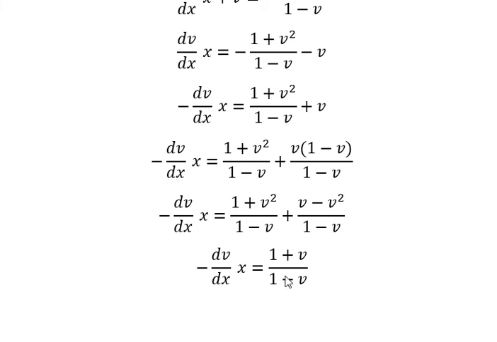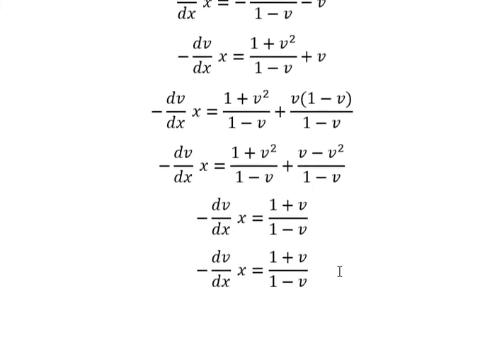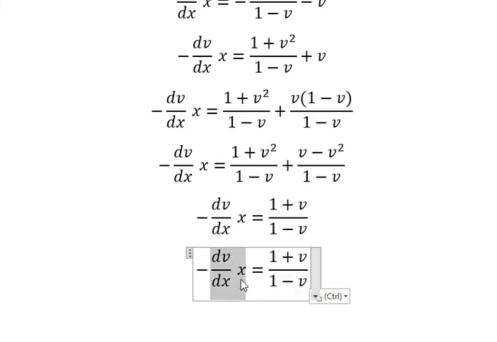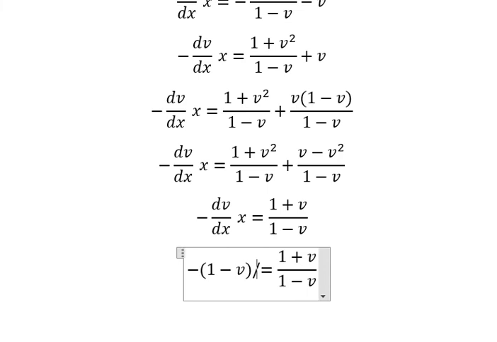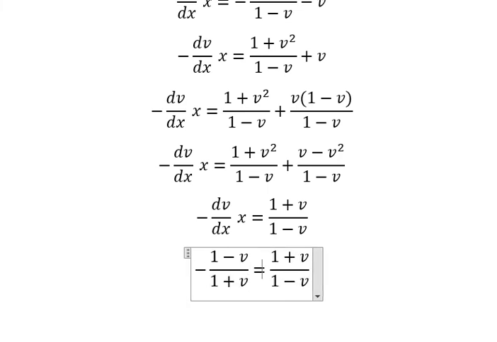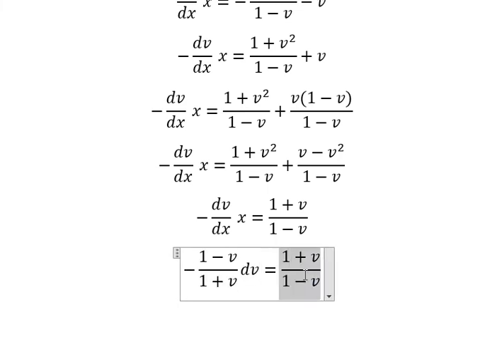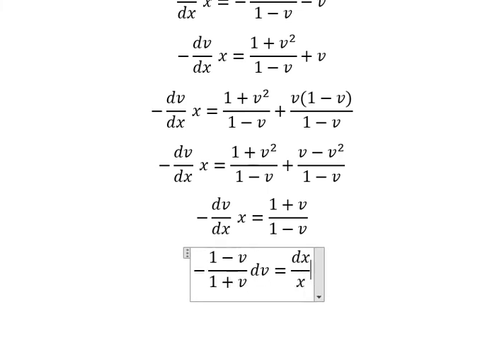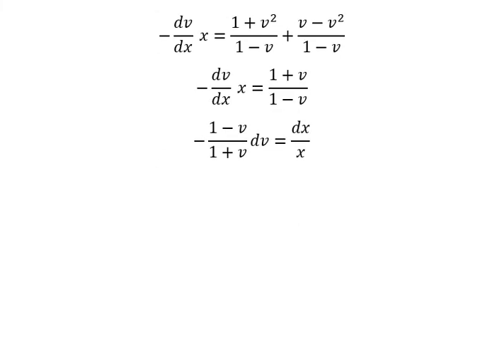Now I will put this one to the left, dx and x go to the right. So we will have 1 minus v over 1 plus v dv. This one you get dx over x. Next, we put the integration for both sides.